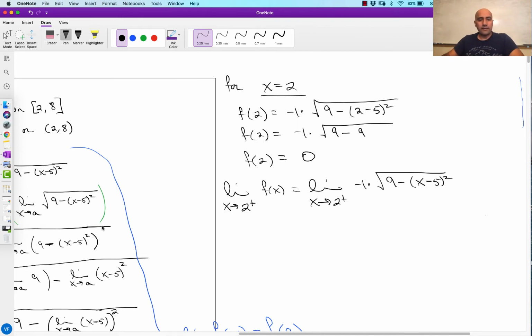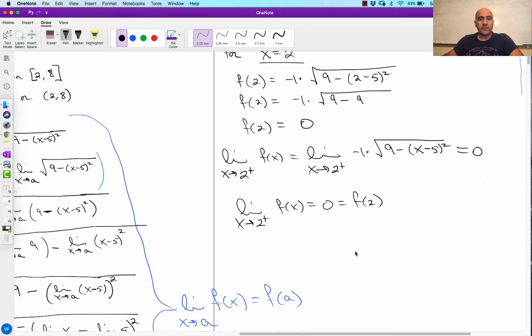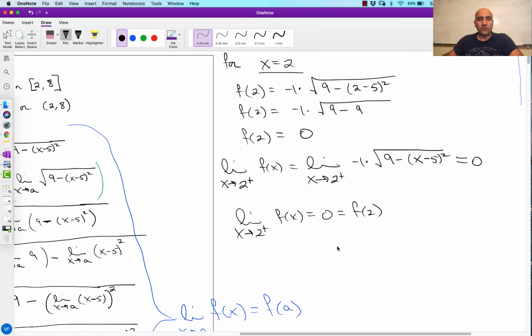Okay, so in the same style as before, we can show that all of this is going to lead to a limit of 0. So we've shown that the limit as x approaches 2 from the right-hand side of f of x is going to be equal to 0, which is equal to f of 2. So the function is continuous from the right-hand side at 2. Likewise, we can do the same thing for x equals 8.